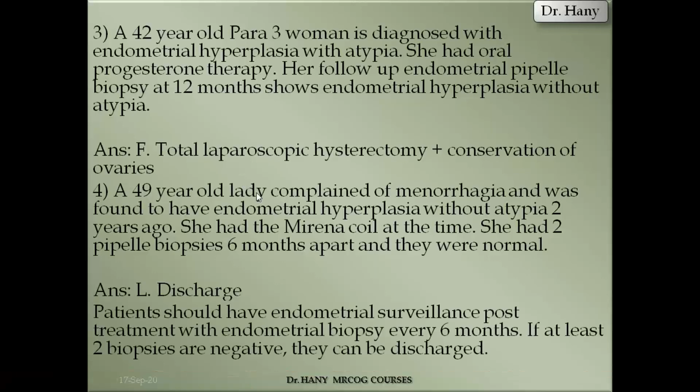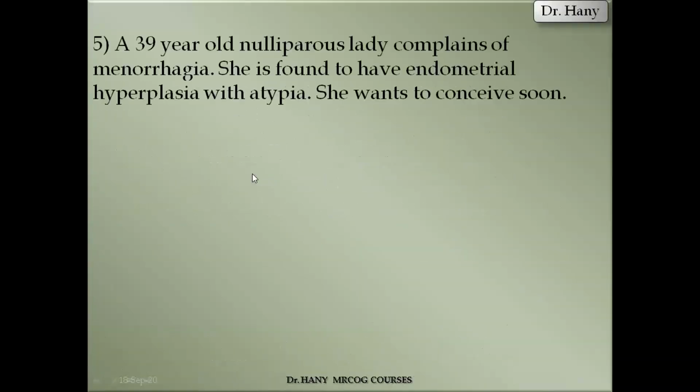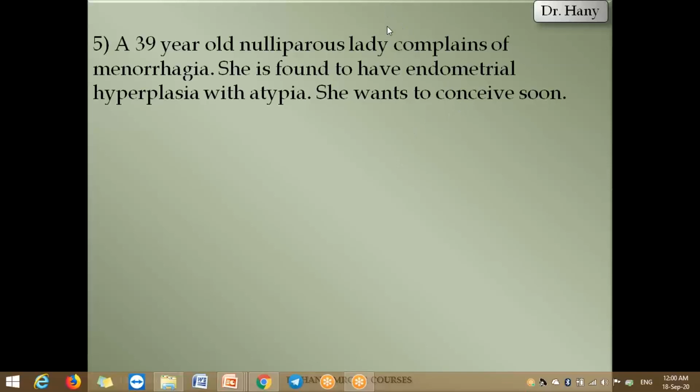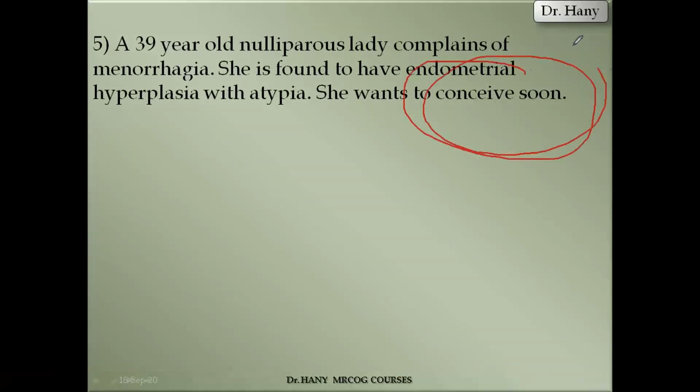Another question. A 39-year-old now complains of menorrhagia. She's found to have endometrial hyperplasia with atypia. She wants to conceive soon. Why then did he tell you this? Because we don't want to do surgery for her. We'll give her progesterone. Excellent.